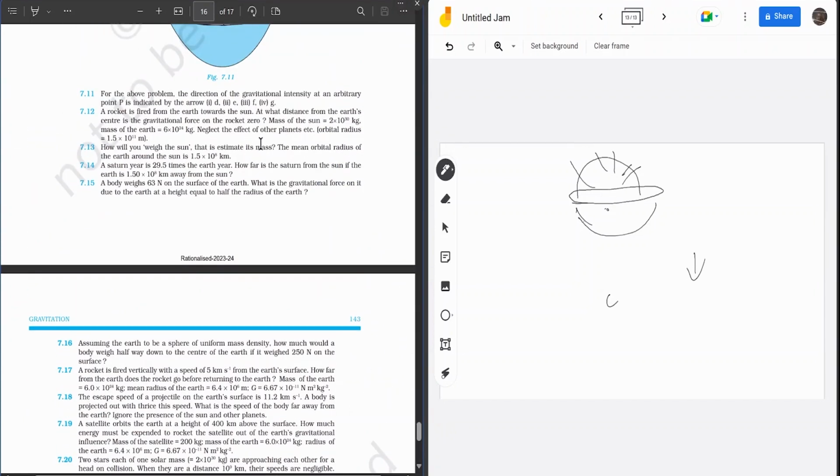A rocket is fired from the Earth towards the Sun. At what distance from the Earth's center is the gravitational force on the rocket zero? Mass of the Sun is equal to 2 into 10 to the power of 30 kilograms. Mass of the Earth is equal to 6 into 10 to the power of 24 kilograms. Neglect the effect of other planets, etc. Orbital radius is equal to 1.5 into 10 to the power of 11 meters.